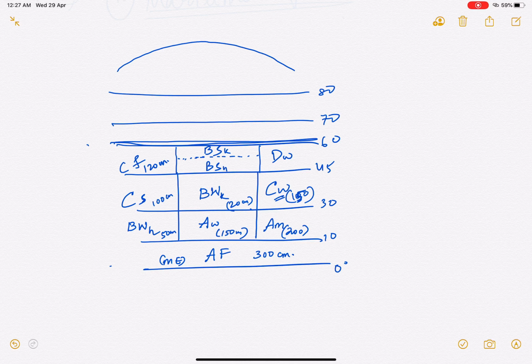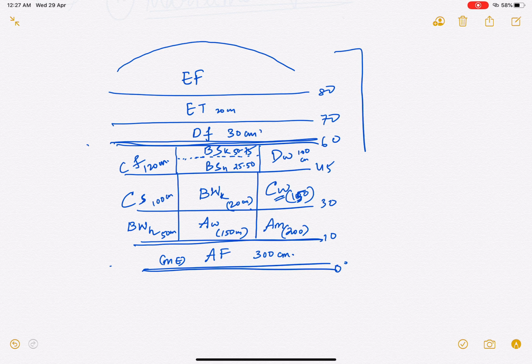Over here is how much? It is 25 to 50 centimeter of rainfall. It is 50 to 75 centimeter of rainfall. Again over here we have 100 centimeter rainfall only. See, done. Now let's start from, yes, again we have the DF type of climate with 30 centimeter of rainfall. ET 20 centimeter rainfall, and last but not the least EF, that is frosted.